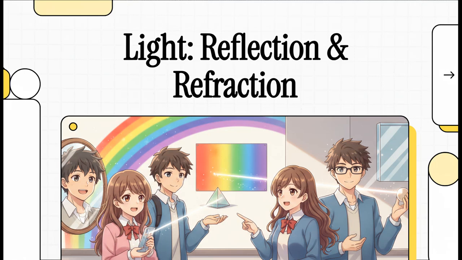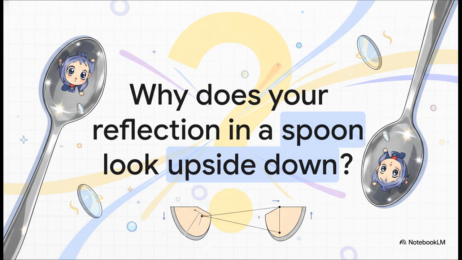Hey there, and welcome. Have you ever really stopped and thought about how we see anything? I mean, everything, from a beautiful rainbow to your own reflection. It's all thanks to light, and honestly, light can be pretty weird sometimes. And the best part? We can start figuring it all out with something you probably have in your kitchen right now. Yeah, it really all starts with something as simple as a spoon.